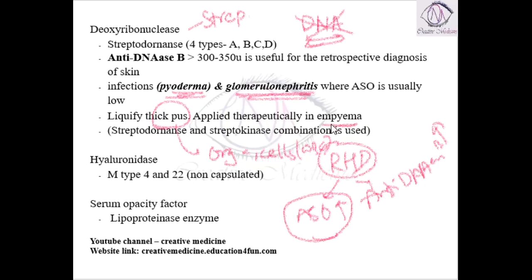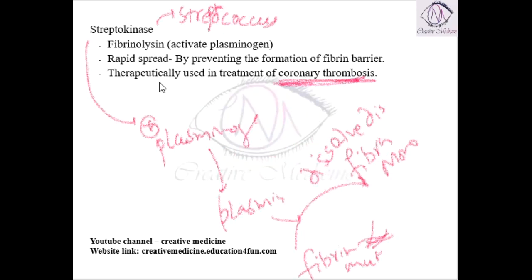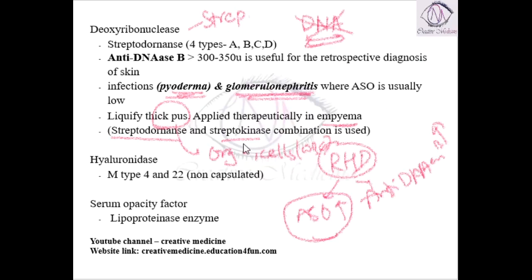Empyema is presence of pus in the pleural cavity. So deoxyribonuclease is used in empyema in order to liquefy the thickened pus. So in this empyema, streptodornase, which is this deoxyribonuclease, is used along with streptokinase, which is a fibrinolysin. So both these are used in combination in empyema.